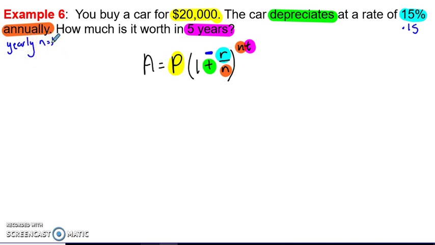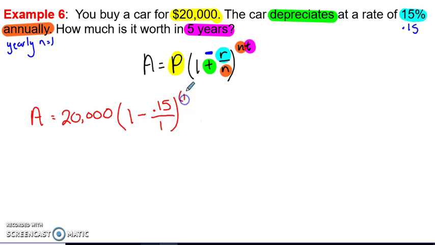So you buy a car for $20,000. That car depreciates at 15% per year. How much is it worth in 5 years? Let's go ahead and set up this equation. We have A equals P, which is 20,000, times, remember we have 1 minus, because we're depreciating, our rate 0.15 over our N value, which is 1. And then we have that to our time, which is 5.